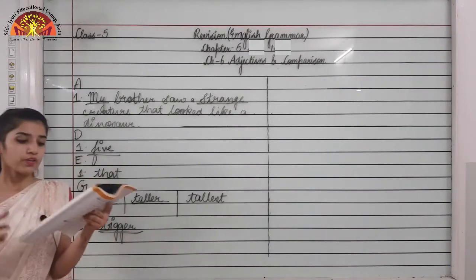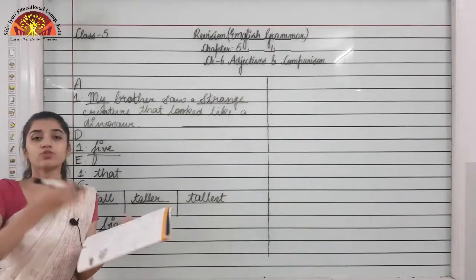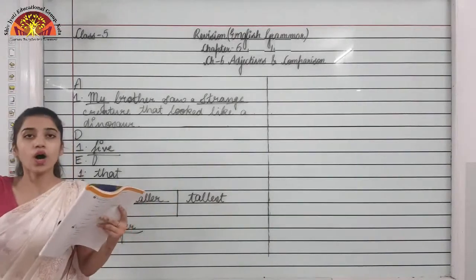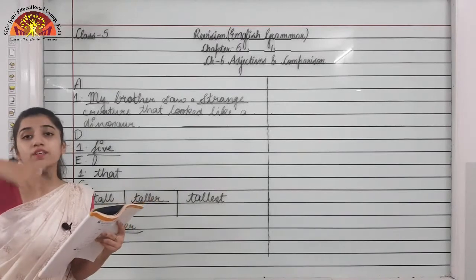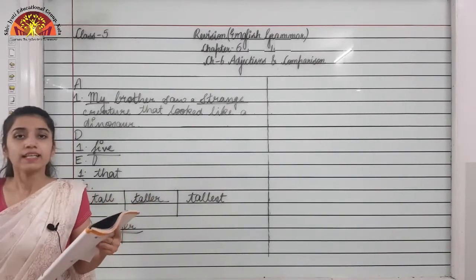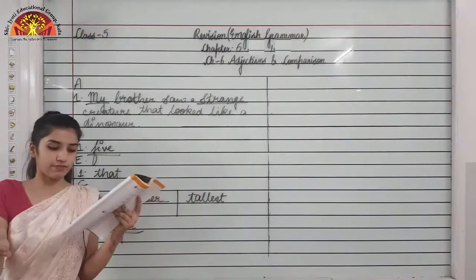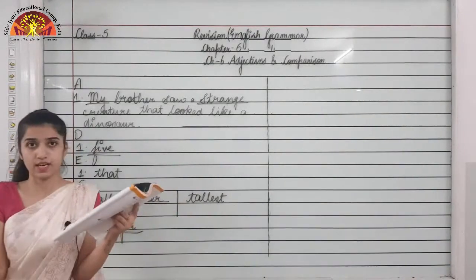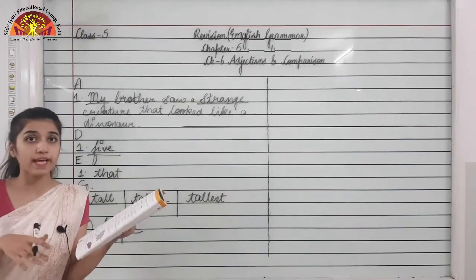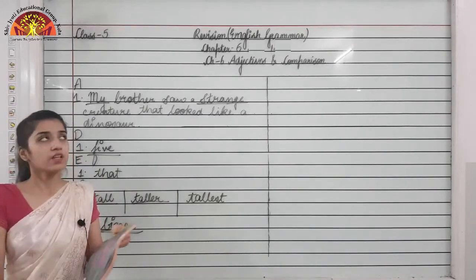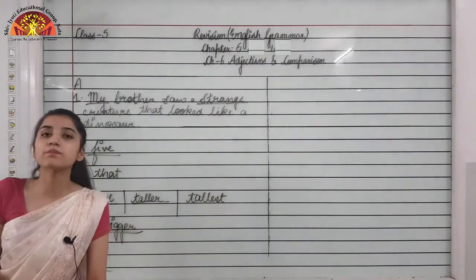Now you can see some more examples: today is the dash day of the season so far. Hot or hottest? I am comparing among all the days of the season. That is why the degree I will use is the superlative degree. So hotter or hottest. I am not comparing between two things, I am comparing between more than two things. So the answer would be hottest. Now these are some exercises of chapter number 6, adjectives and comparison. I hope you have understood it well. Stay fit, stay at your home. Thank you.